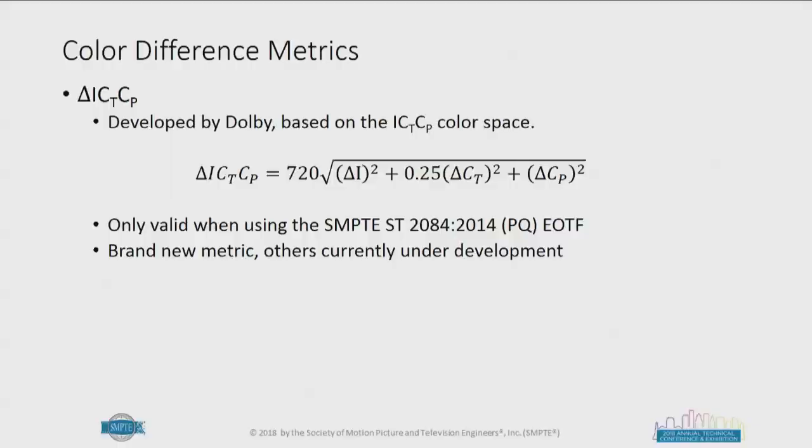SDR. So as we talked a little bit earlier, for HDR, a very good color difference metric is delta ICTCP, which comes straight from the Dolby ICTCP color space. To note that this is valid, at least this version, when you use the PQ EOTF only. So I limited my study of BT.2100 to PQ only. It's a brand new metric, and there are more metrics coming up and under development.